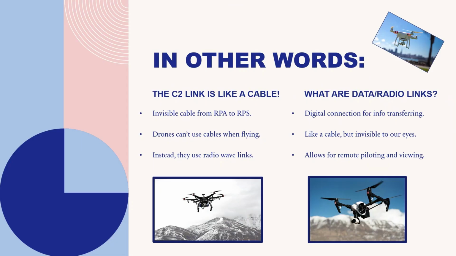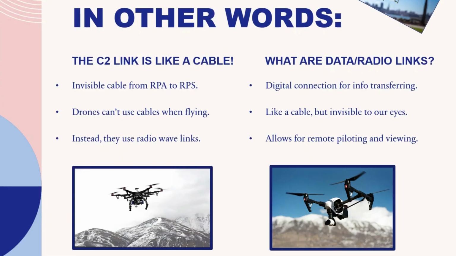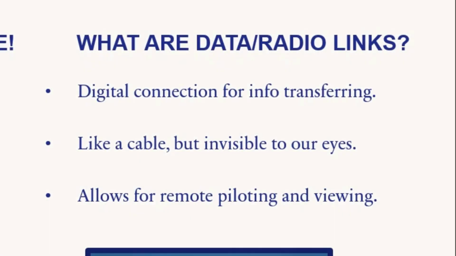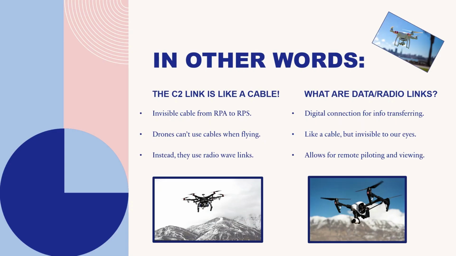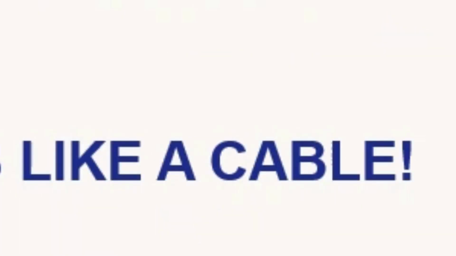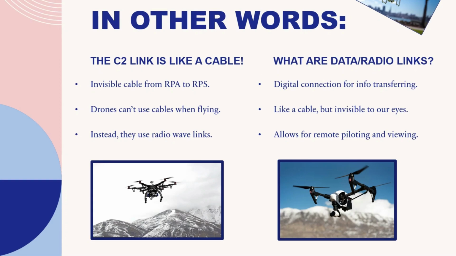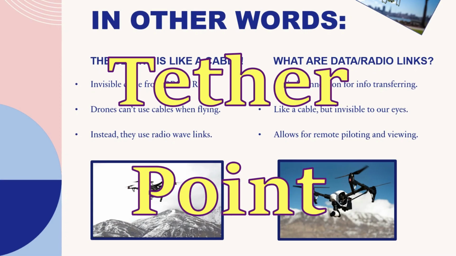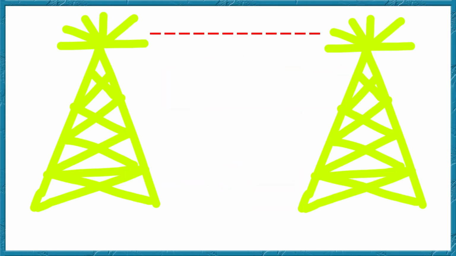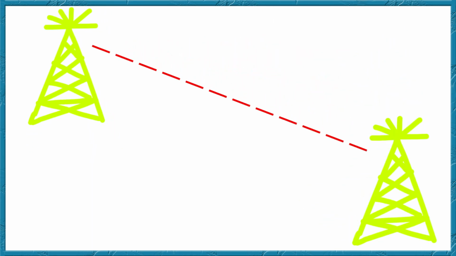It runs as though it's a cable, except it's using radio waves, which means it's propagating. That means they're just going up and down like a wave does, instead of going straight like a cable would. It allows for remote piloting and viewing. The one thing that people get stuck on is that it's not like a cable in that we don't have a cable, but exactly like a cable, there is still a tether point. It means that the radio link will only reach to a certain limit and you cannot go beyond that.